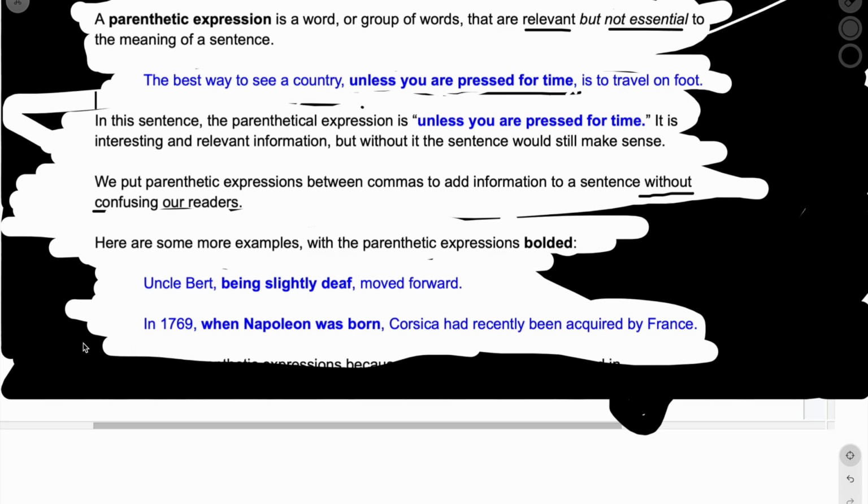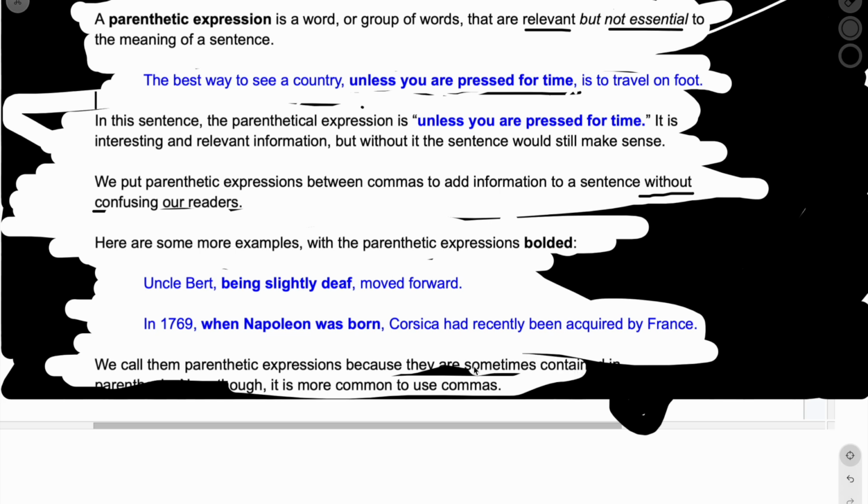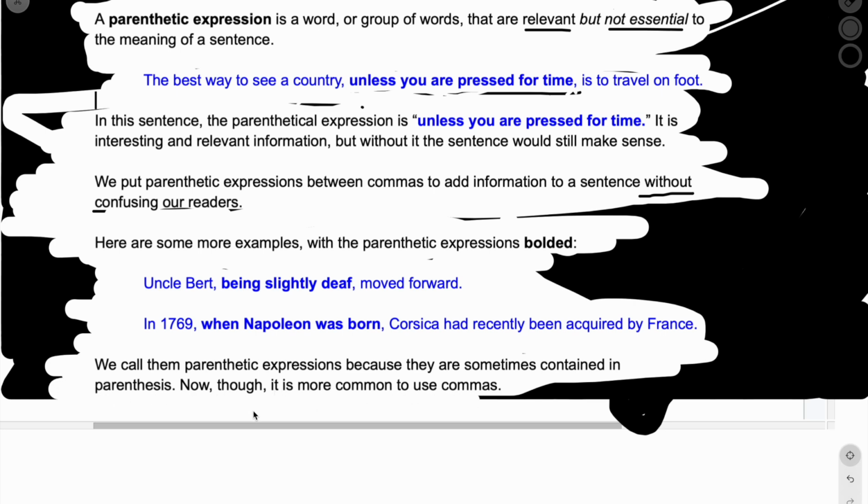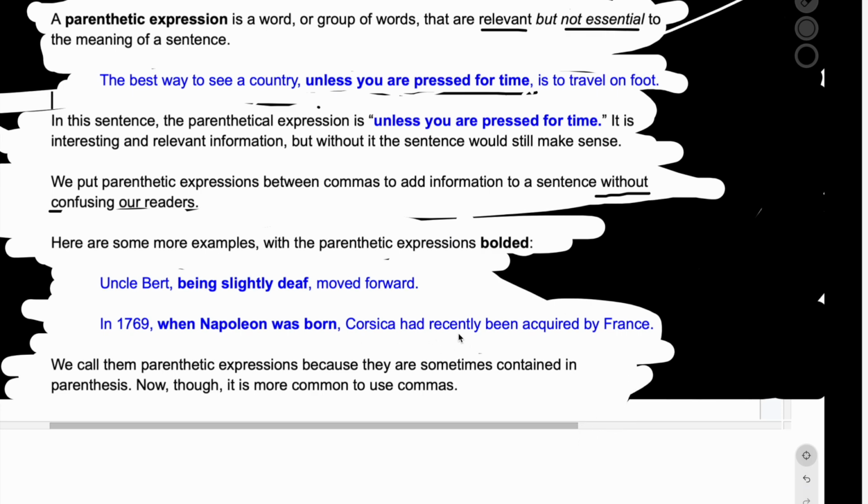So I hope those examples are clear. Let's see if there's a last little point here. It says we call them parenthetic expressions because they are sometimes contained in parentheses. Now, though, it is more common to use commas. Yeah, that's what I was saying at the start. We still use this old-fashioned term, parenthetic expression, but really it's almost like a misnamed term in modern times because it's much more rare to actually use parentheses for that purpose. So that's kind of the heart of the lesson. Let's shift over.